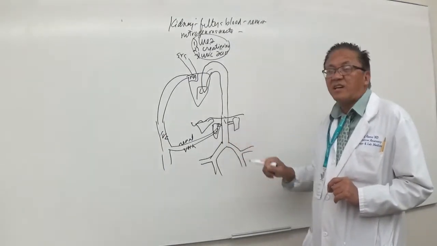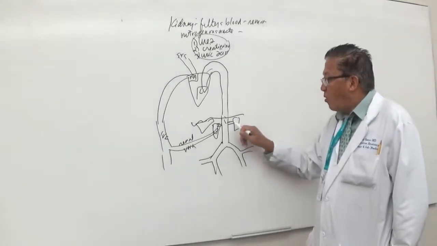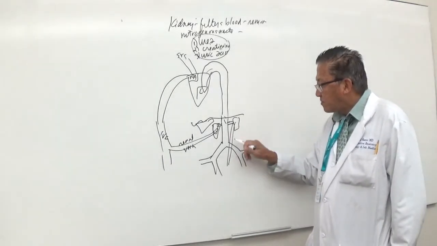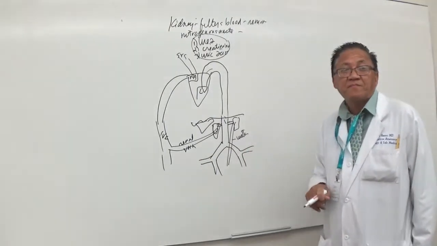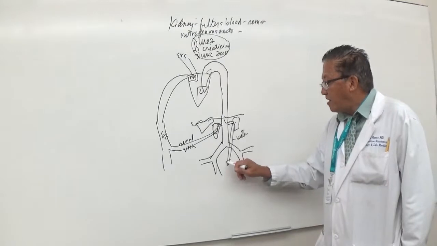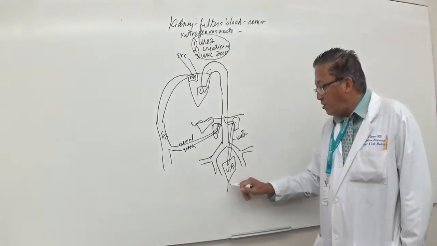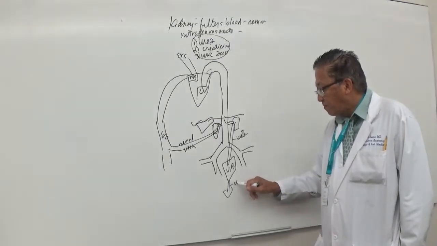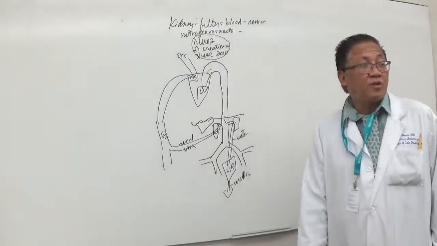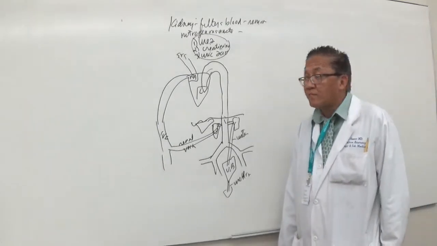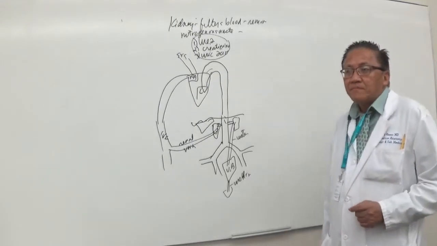And once it enters the kidney, it will remove the waste and allow it to go where? What is that structure that brings urine away from the kidney? The ureter. Go to the bladder. UB means urinary bladder. Then urethra. And of course, out into the urinal or the toilet bowl. So that's very important, very basic anatomy.